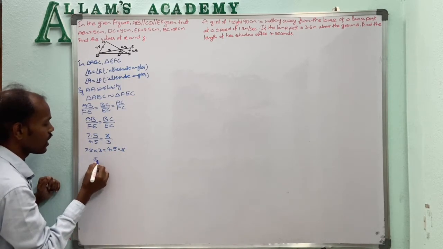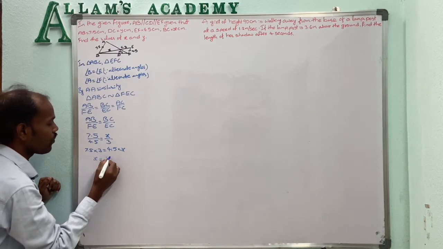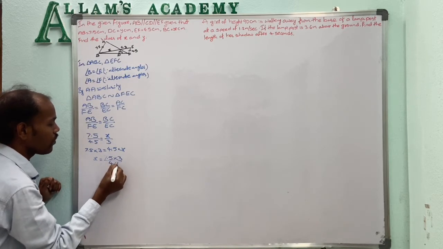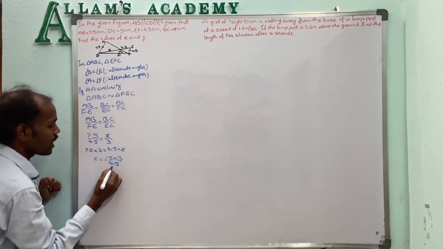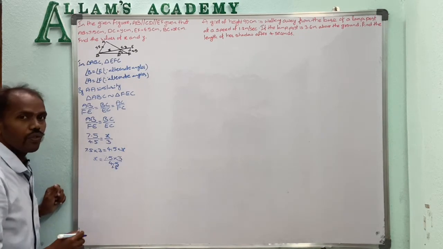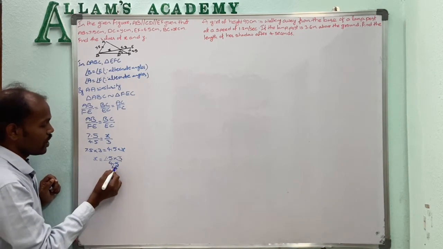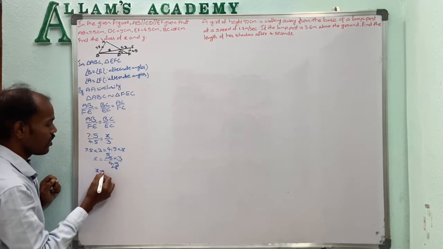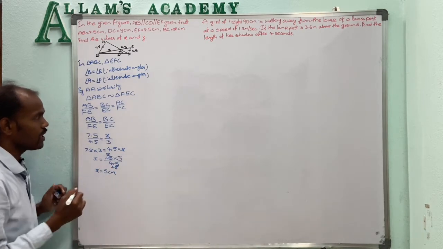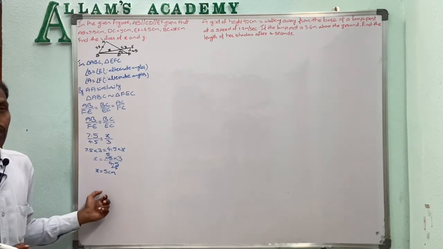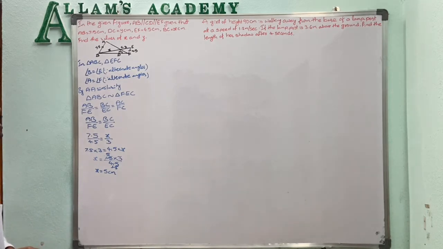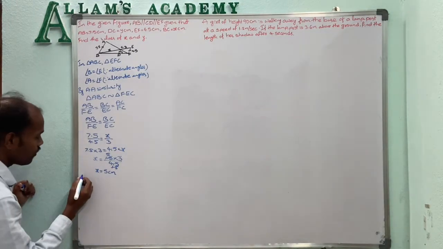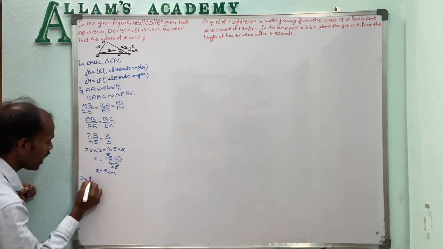Now x equals 7.5 into 3 by 4.5. Cancelling, the x value is nothing but 5 centimeters.